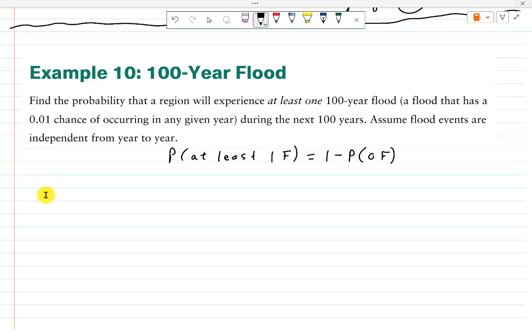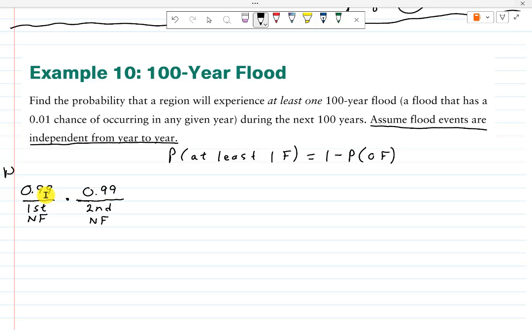Let's think about that now. 0 floods means that you didn't have a flood for 100 years. So that means that for the first year, you had no flood. Well, the chances of not having a flood is 0.99. Now, we made this assumption here, the independence assumption, so I can use this multiplication property. So my second one is also going to be 0.99. That was for the second year.